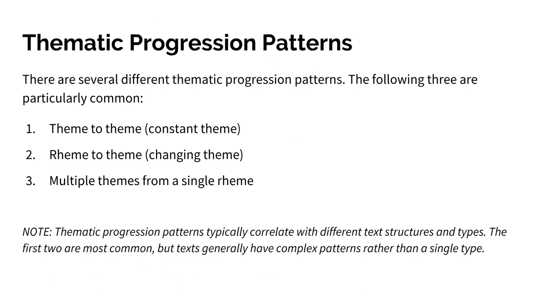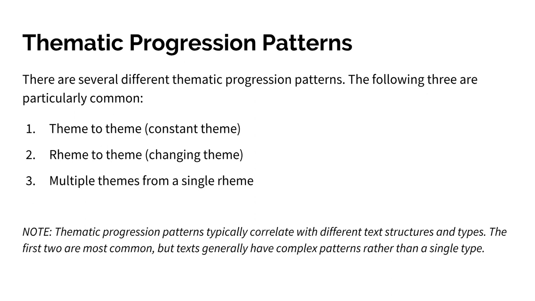So let's now take a look at some patterns. There are three main patterns that you'll find. The first pattern we call theme to theme. This means there's the same theme at the beginning of every sentence. So typically that's when you're describing something. The theme stays the same, and we'll look at some examples shortly.